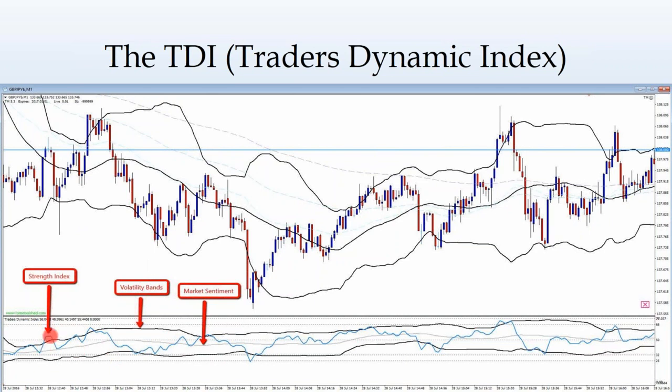So we have the strength index, which is a 13-period RSI, which is this blue line right here. We have the volatility bands, which are 34-period Bollinger Bands, which we also have on our chart as well. The center line in between, this gray line in here, is a market sentiment line. It just shows you overall sentiment, right? And that's also what we see here, this middle black line, market sentiment. Make sense? Cool.